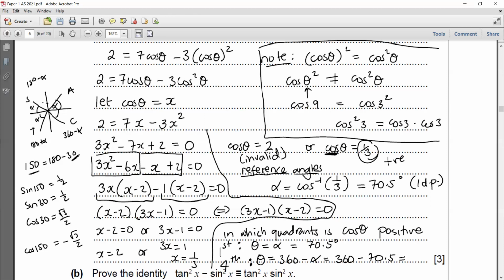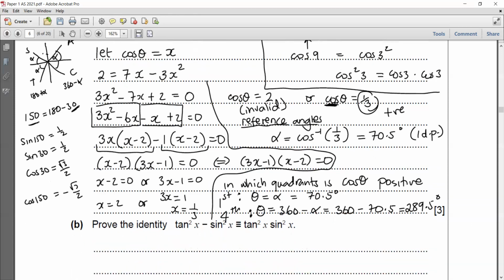This is 289.5 degrees. So again, I've done a lot of writing here because I'm trying to explain my working, but when you are doing it in the exam, you just need to actually do the working. You're not necessarily going to have to explain anything, just do the working here.